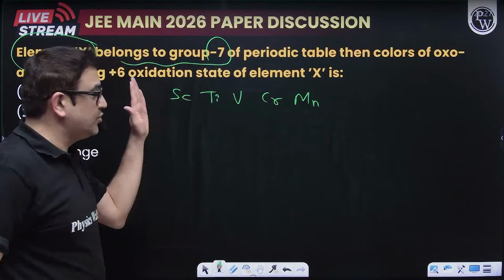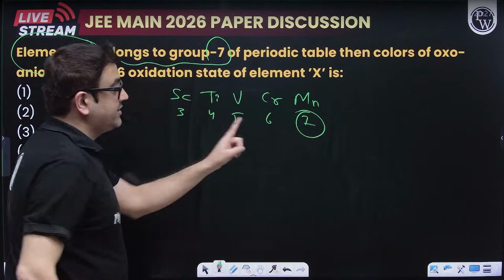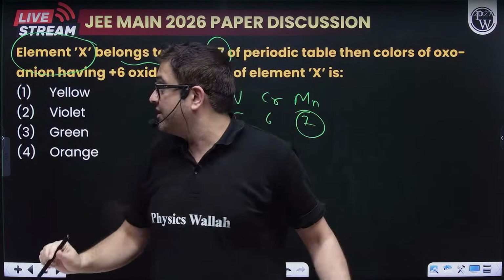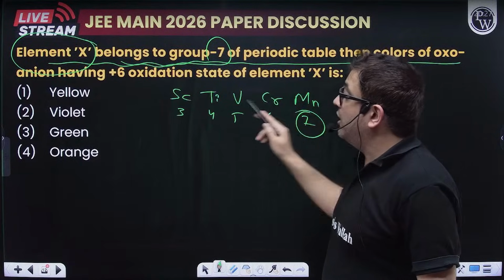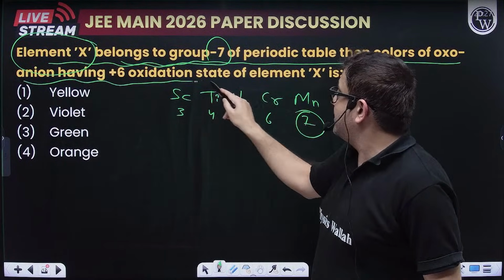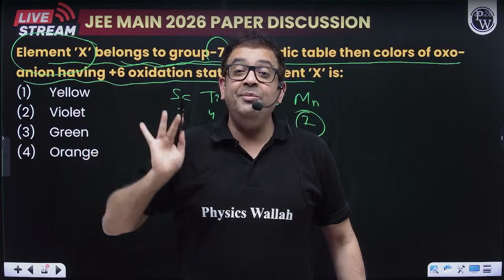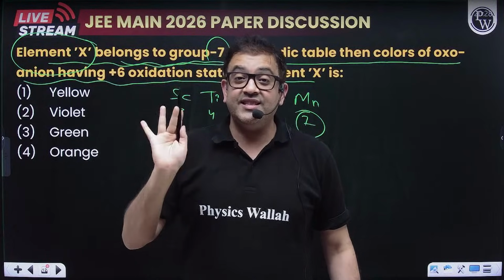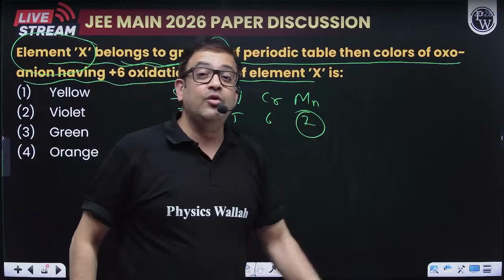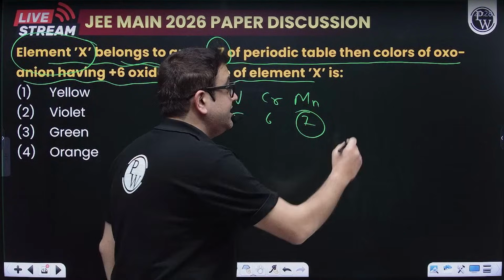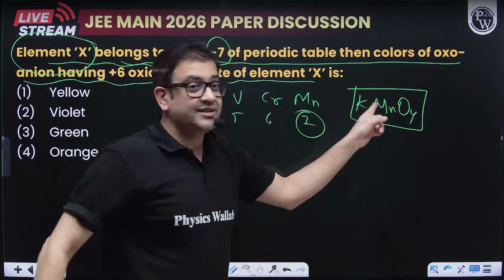Go till Man. Why? Because group number 2, so this will be 3, 4, 5 and 6, and 6 and 7. So the 7th group is manganese, because they are saying element X belongs to the 7th group of the periodic table. Then the color of oxo anions having +6 oxidation state. This oxidation state can only be reached by d block cations. We have reached the group of manganese, and we definitely know the famous compound of manganese. It is KMnO4. Perfect.